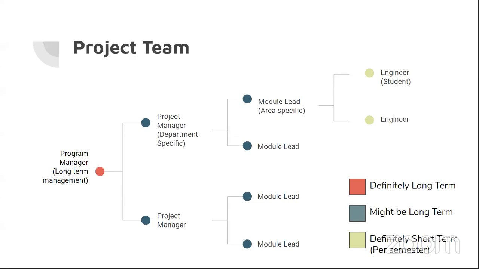Okay, and here we can see from the color combination, the program manager needs to be long term. The project manager and module leads might be long term, or they can move from one project to another based on their priorities and workload. And then finally, the students, which are definitely short term. I'm assuming a student works on a project for a particular semester. Okay.